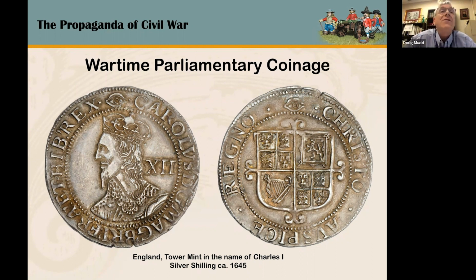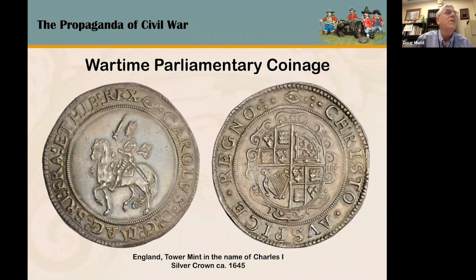Parliament had the great advantage of controlling London, the site of the Tower Mint, by far the largest and most productive mint in the country, and home to nearly all of the skilled coin engravers. And so you see, the only difference is the mark of the Picts that tells you what years the coins would have been produced in. Otherwise, they look just like the coins previous to the start of the wars.